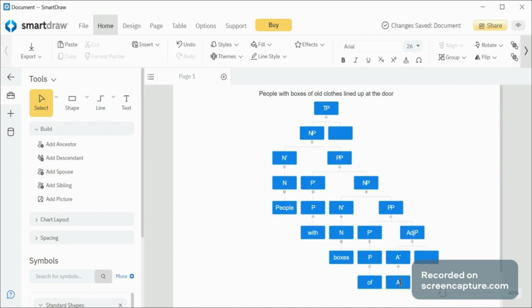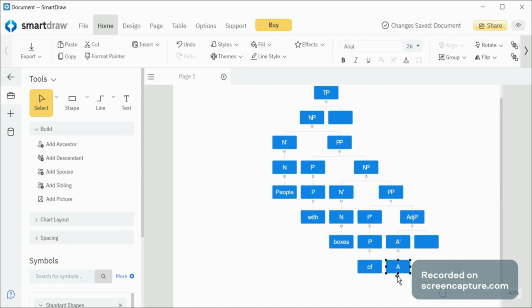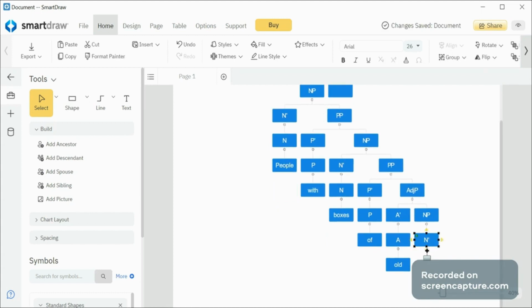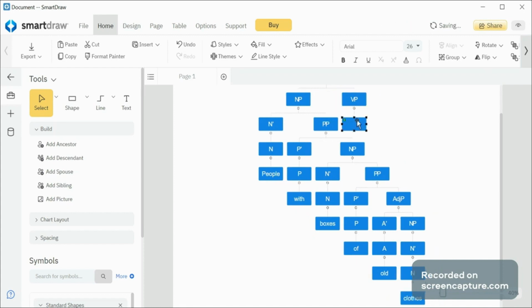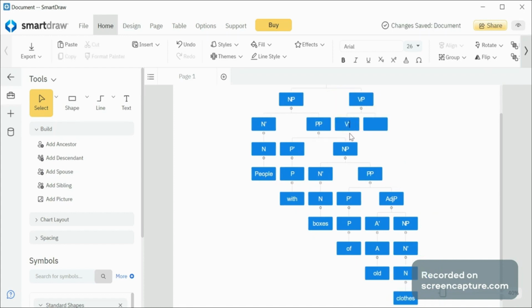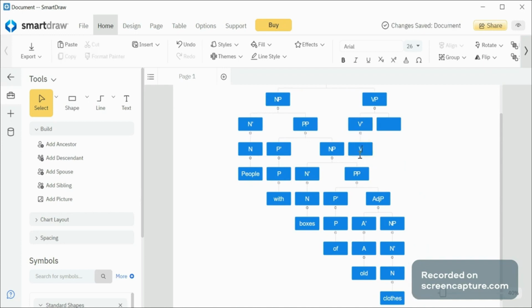The adjective phrase splits into A bar and noun phrase. The A bar splits into A, which becomes old. The noun phrase splits into N bar and N, which becomes clothes. Now let's move to the verb phrase. The verb phrase splits into V bar and prepositional phrase. The V bar divides into V, which becomes lined.